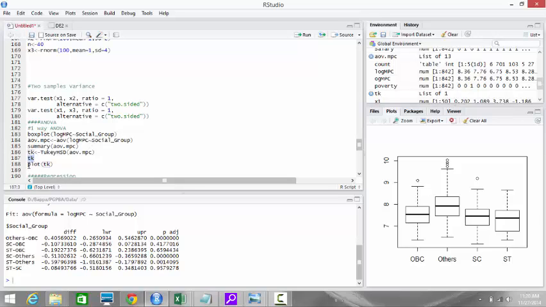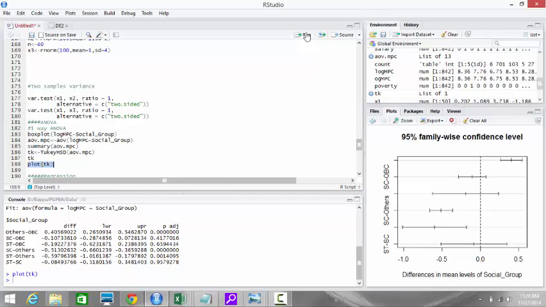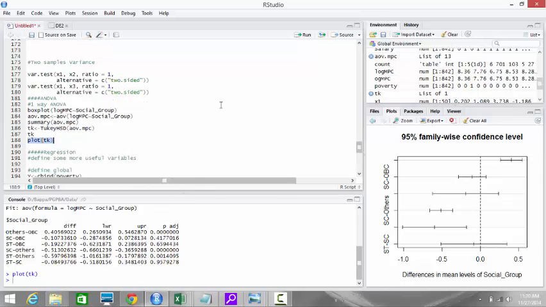And if I just do a simple plot of the Tukey result, we get exactly that inference: this is the zero difference, and we find that the difference is significant in terms of how the values change.